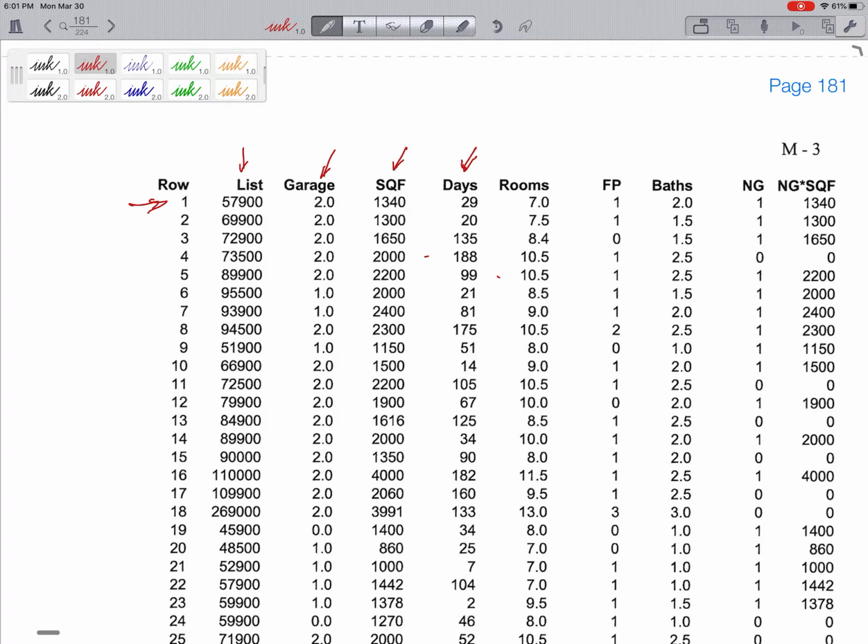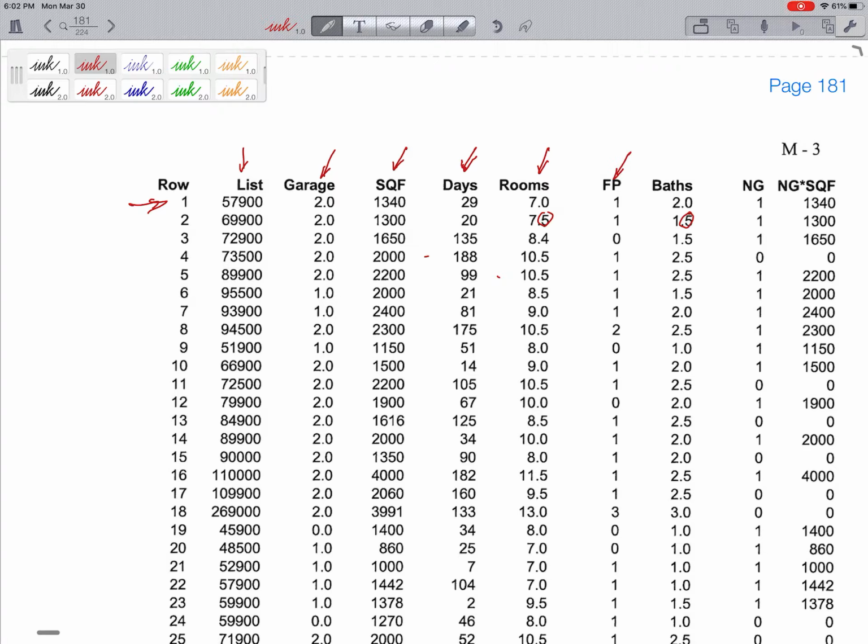The days on market, that was the days that it was listed before it sold. The number of rooms that it has. And a half room has to do with the baths here. So you probably know then that a half bath is one that doesn't have a shower or a bathtub. So it just has a sink and a toilet. So that would be a half bath.